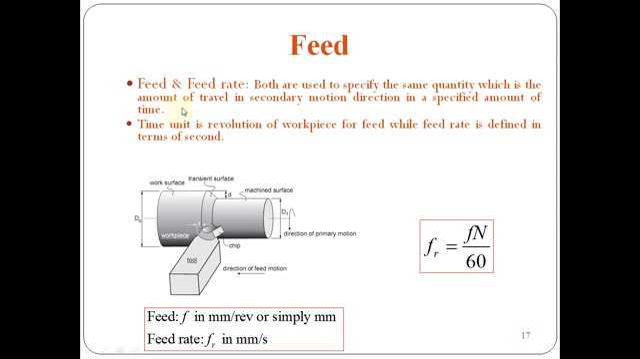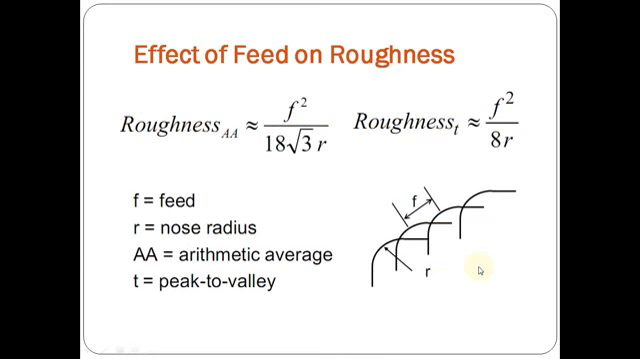So here we have two terminologies, that is feed and feed rate. Feed, as I said, can be represented in terms of mm per revolution. Sometimes the same thing can be represented in terms of mm per second, which is another way of representing the feed. So this is the expression for the feed rate, that is, the feed with respect to the rate at which the spindle speed has been set.